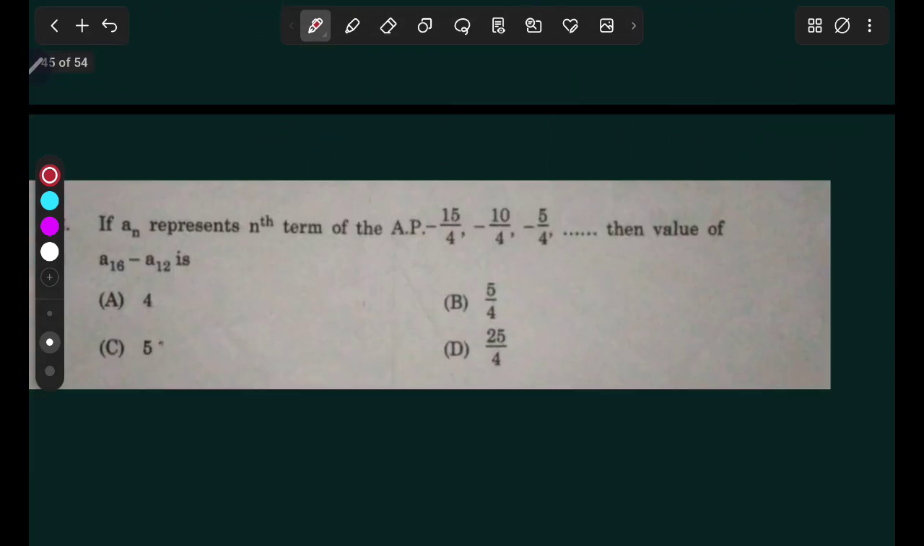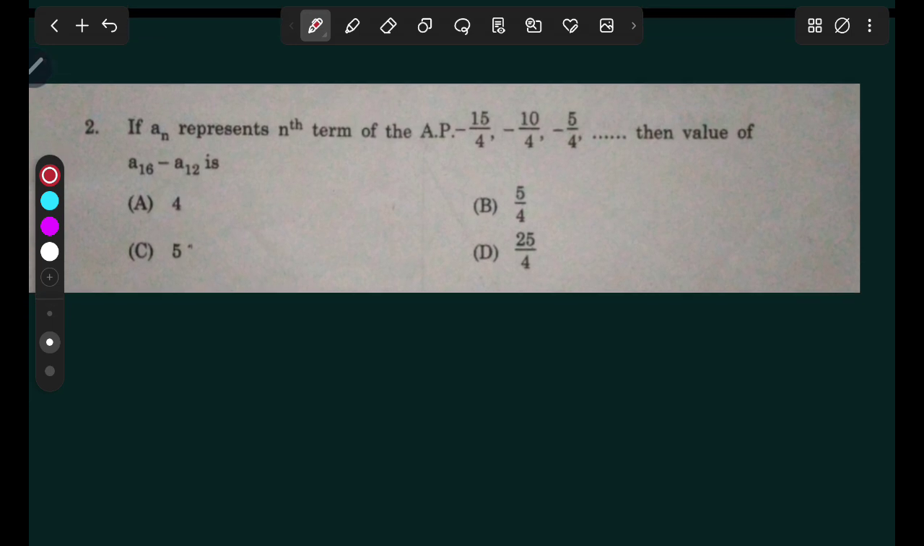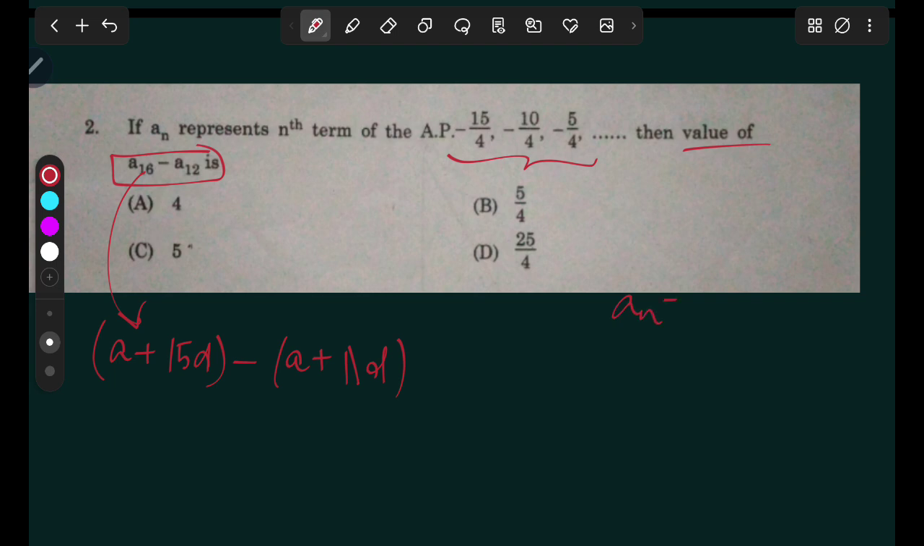Moving to the next question. The next question is from the chapter Arithmetic Progression. The question says that the nth term, an, of an AP is given to us, then find the value of A16 minus A12. As simple as it is, A16 means A plus 15D, minus A12, the 12th term, which is A plus 11D. As we know, the nth term is A plus n minus 1 times D. By applying this formula we get this. Now if you solve this carefully, A will cancel out, and 15D minus 11D comes out to be 4D.